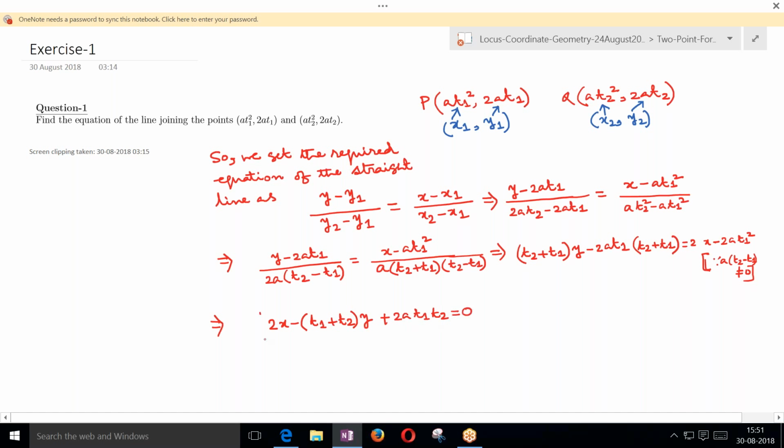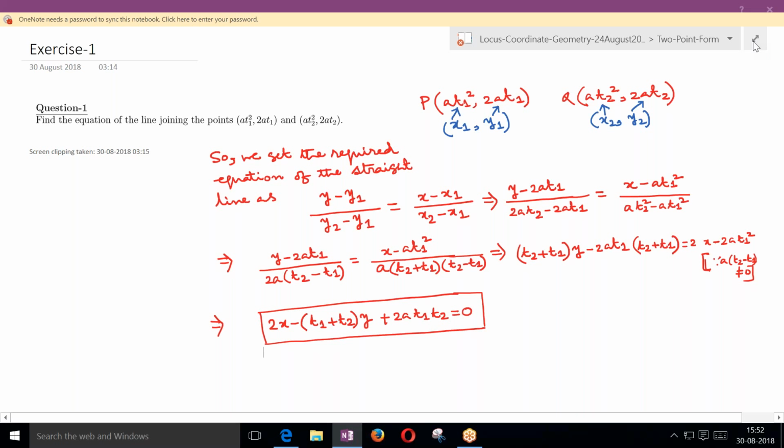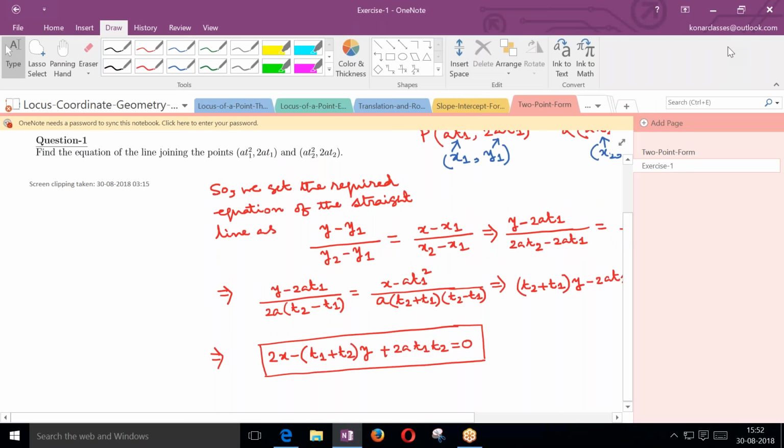This is the equation of the required straight line passing through the two fixed points at1 square, 2at1 and at2 square, 2at2. Hope it is clear to you. Okay, great. Now let us go to the next point.